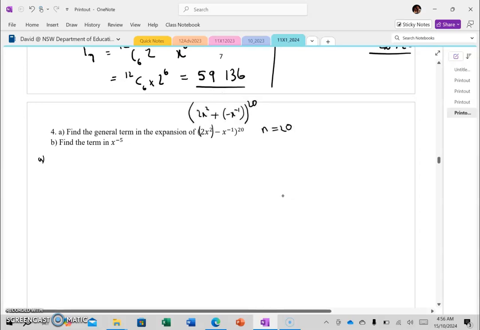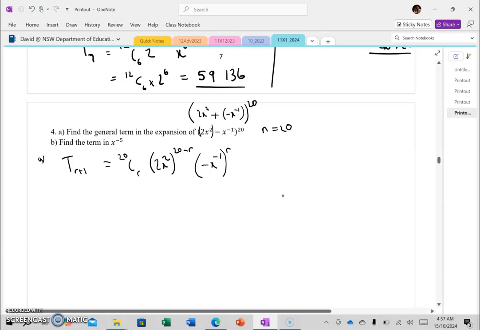Alright, so let's do this. So the general term, we're going to use the formula T(r+1) equals nCr, and I'm going to sub in the n value straight away. 20Cr, the first guy, which is brackets 2x squared, always put brackets there, raised to the power of n minus r, so 20 minus r. And then the back guy, which is negative x to the negative 1, raised to the power of r.